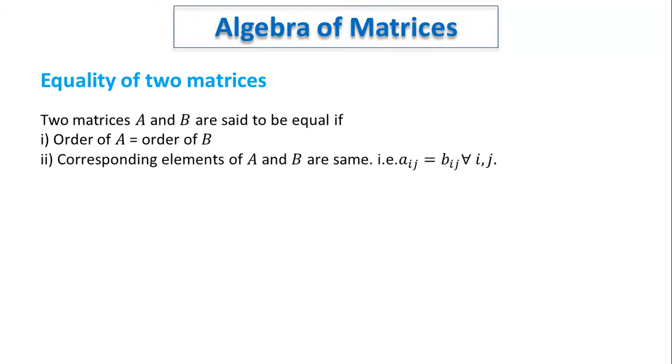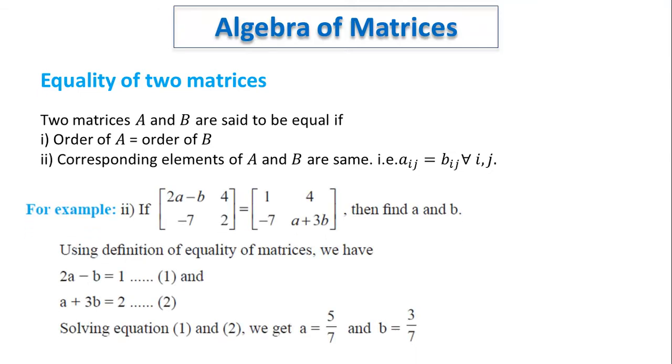And the second condition is corresponding elements of A and B are the same. That is Aij is equal to Bij. Means elements of A are Aij and elements of B are Bij for all i, j. So corresponding elements must be equal and order must be the same. Very easy concept, the equality of two matrices. So let us see one example.